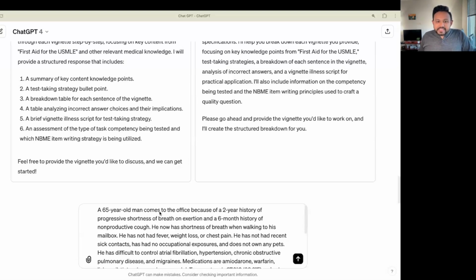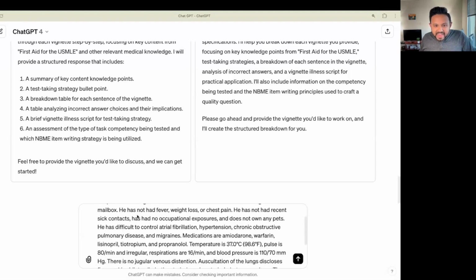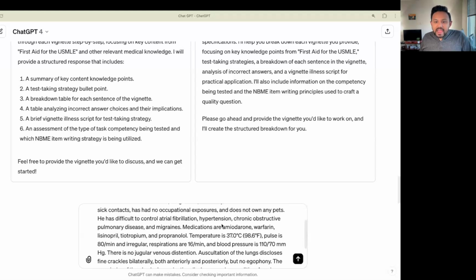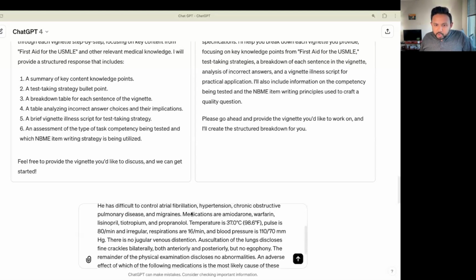Here we go. A 65-year-old man comes to the office with a 2-year history of progressive shortness of breath on exertion and a 6-month history of non-productive cough. So we know that this is chronic. He now has shortness of breath when walking to his mailbox, so it's exertional. He's not had any fever, weight loss, or chest pain. He's not had any recent sick contacts, no occupational exposure, and does not own any pets. So a lot of pertinent negatives. He has difficult to control AFib, hypertension, COPD, and migraines.